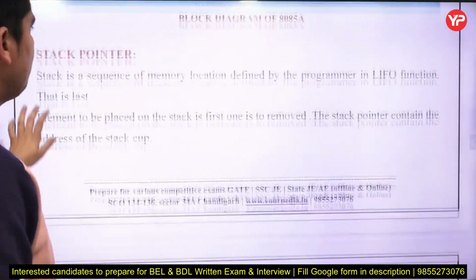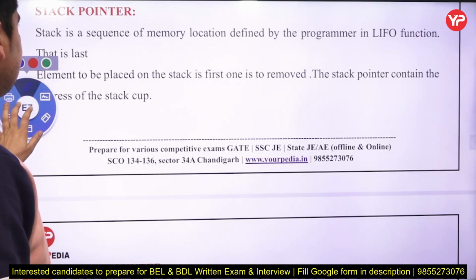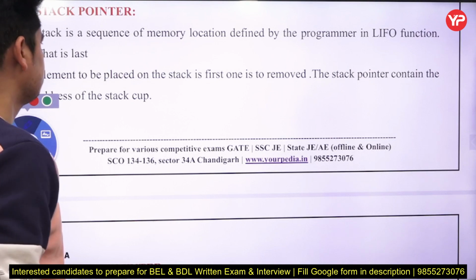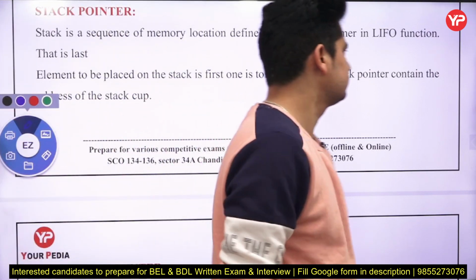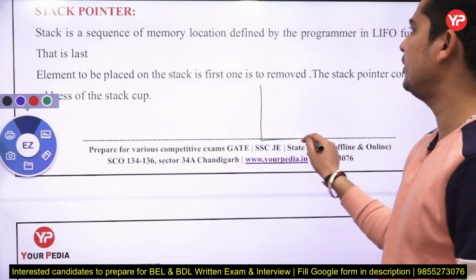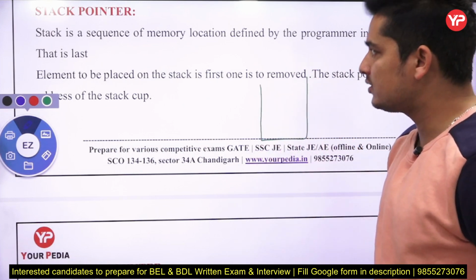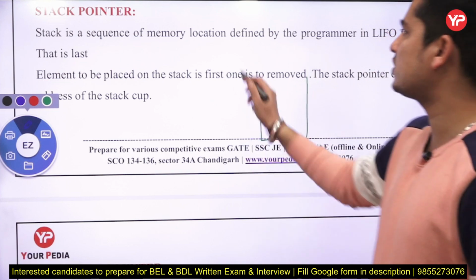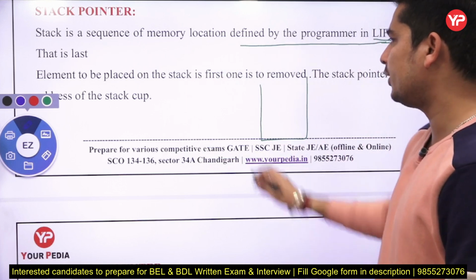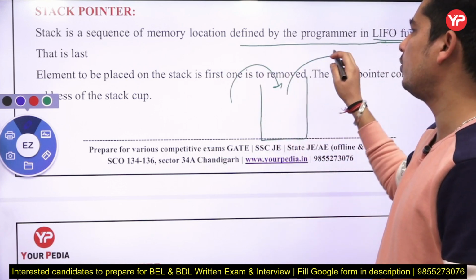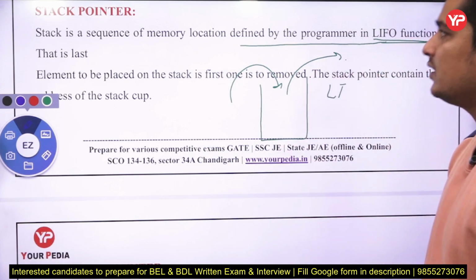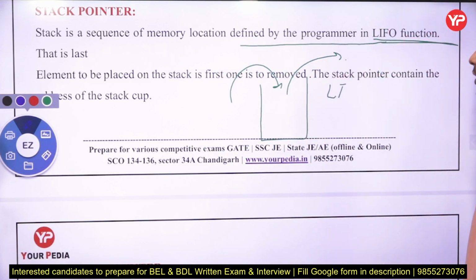Stack pointer and program counter. If I am talking about the stack pointer, it is a special type of register. The stack pointer is a sequence of memory locations defined by a program in a LIFO function. LIFO means the one that comes last will go out first. One more question may arise here, that is about the stack pointer. So the stack pointer is LIFO.